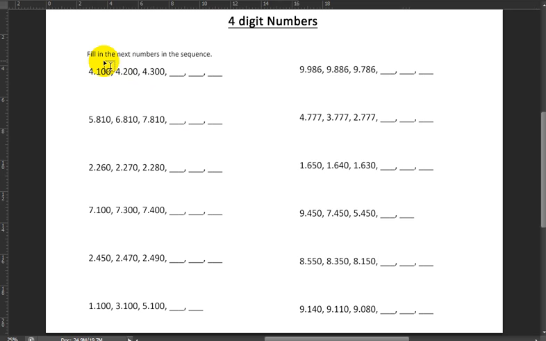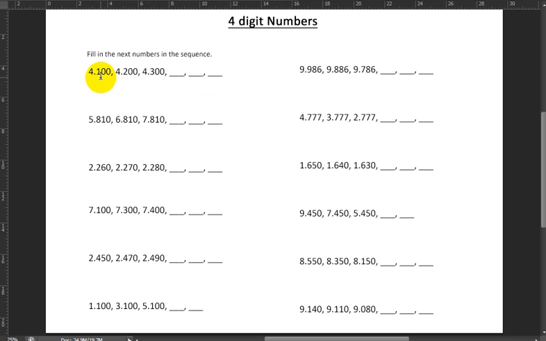The problems here say, fill in the next numbers in the sequence. So what's going on here? I have three numbers to begin with, and I need to guess the three numbers that come after them. How? I try to find a pattern, something that shows me what changes from one number to the next so that I can apply that and find what numbers come next.